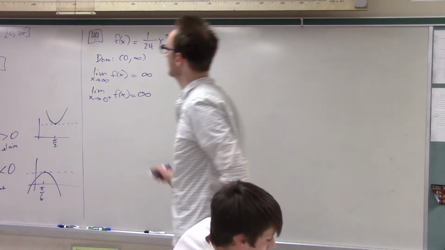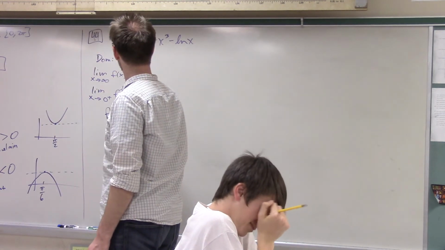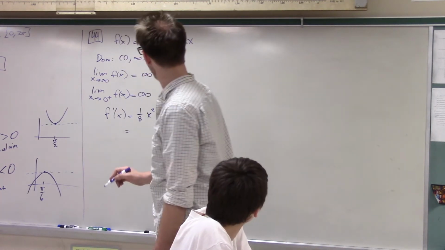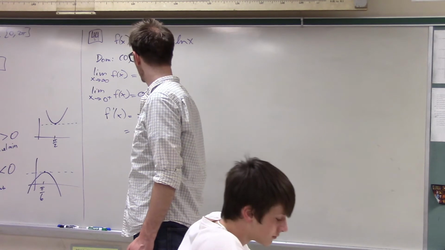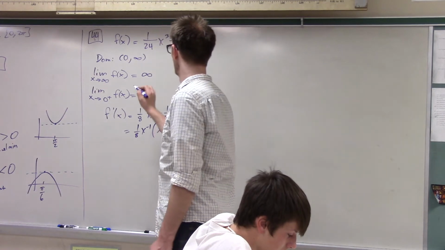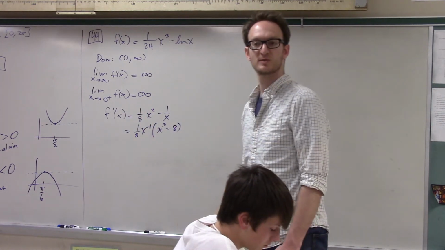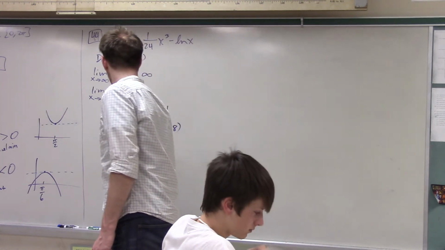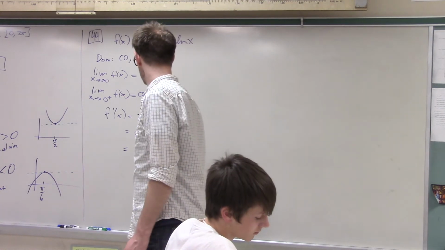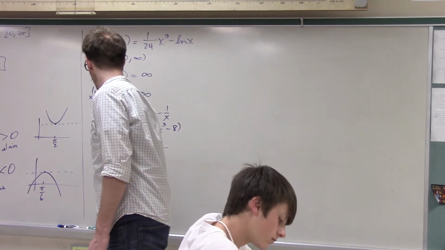Okay, let's take the derivative. If we take the derivative, we get 1/8 x squared minus 1 over x. Now we'll employ factoring techniques. I will take out a 1/8 x to the negative 1, and that will leave me with x cubed minus 8. So my factored and thus beautiful form of the first derivative is x cubed minus 8 over 8x.